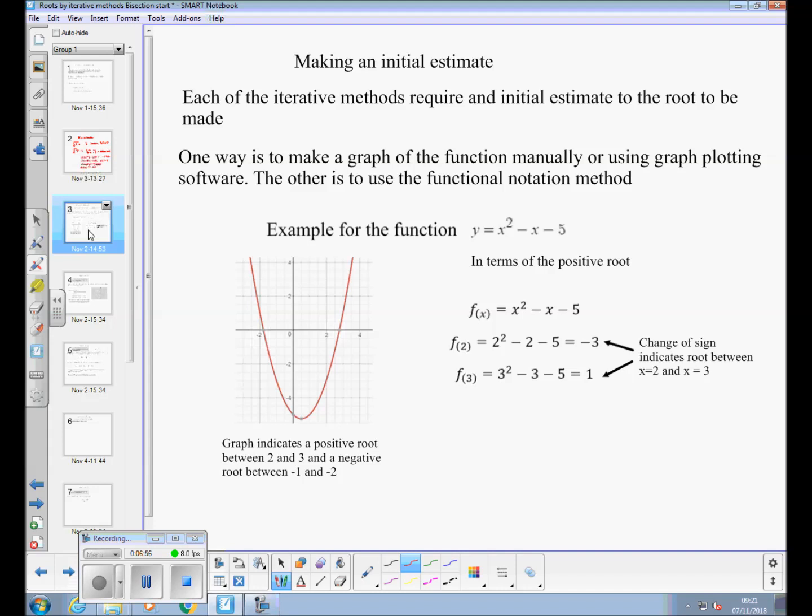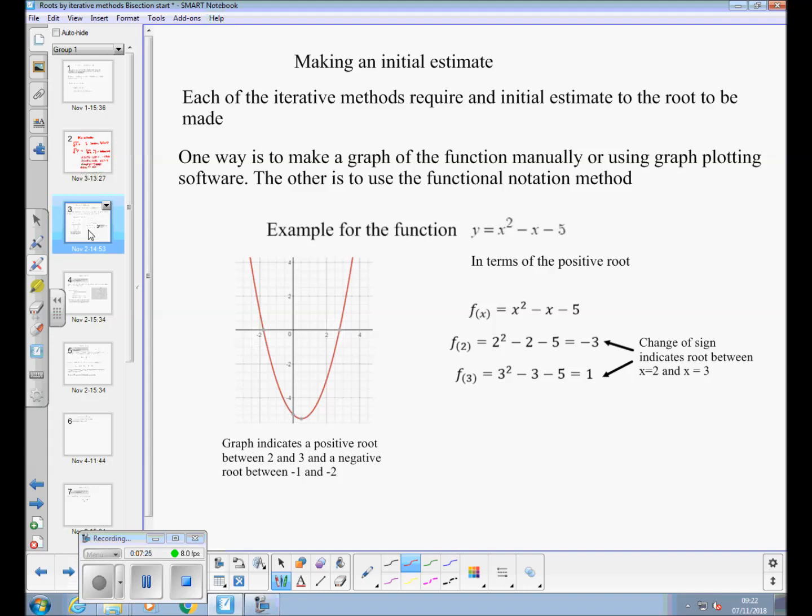So, making an initial estimate. We need to know where to start. Each of the iterative methods requires an estimate to the root to be made. One way is to take a graph of the function manually or using graph plotting software. The other is to use a functional notation method.